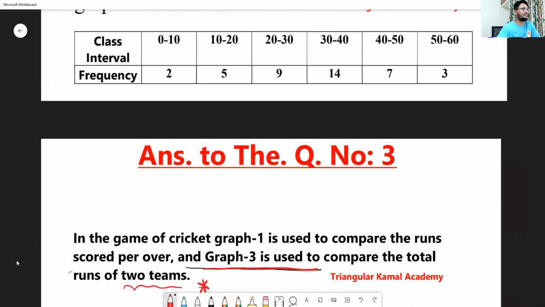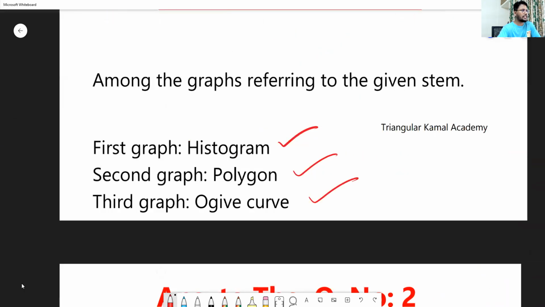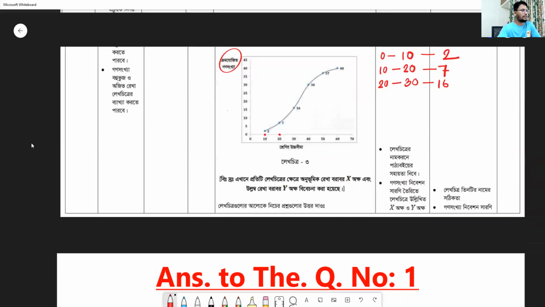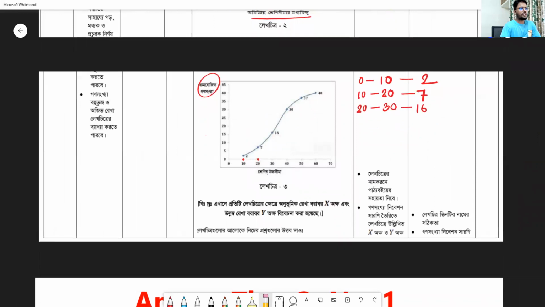Okay, let's see the graph first. Then we will explain what graph number 3 is. Okay, this is graph number 3. In the first over, what we see here, if this is the first over, the team scored 2. After the second over, the team total run is 7, and after the third over, the score is 16.